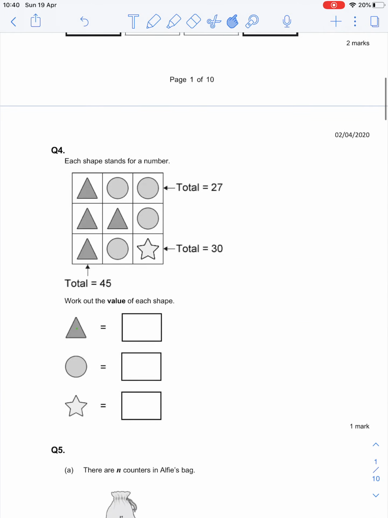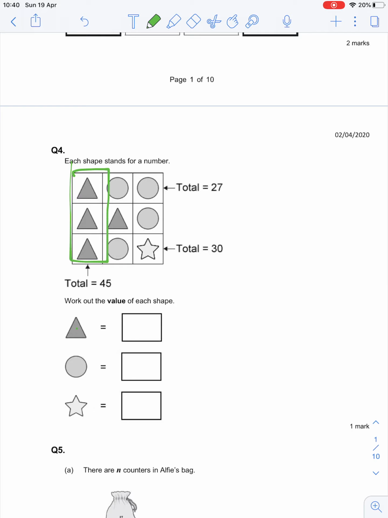Okay, next one. Each shape here stands for a number. So we've got symbols and they equal something. So you have to find out what each of the symbols means, and you have to find the easiest way to work that out. Which one is the one that's going to set you on your way? Well, hopefully you will identify that this column here is the one that can help you first.